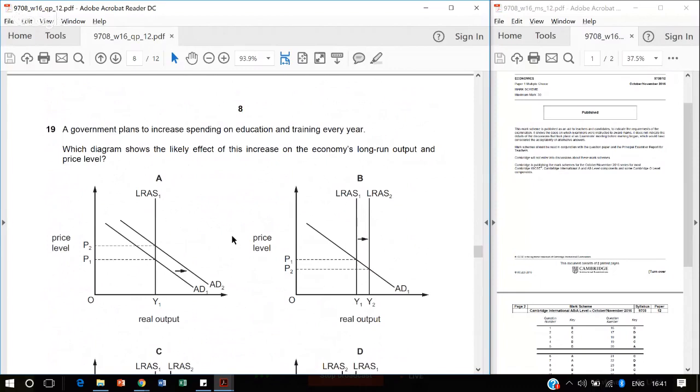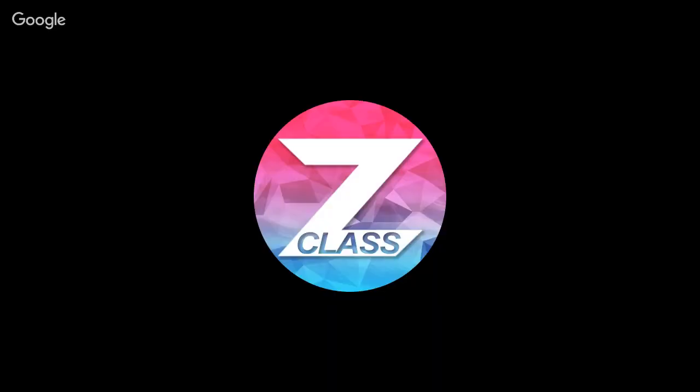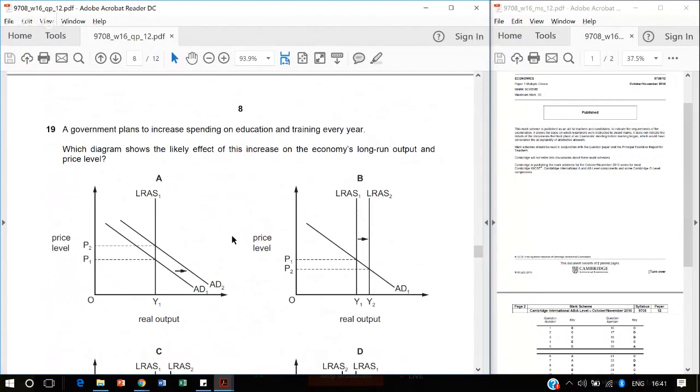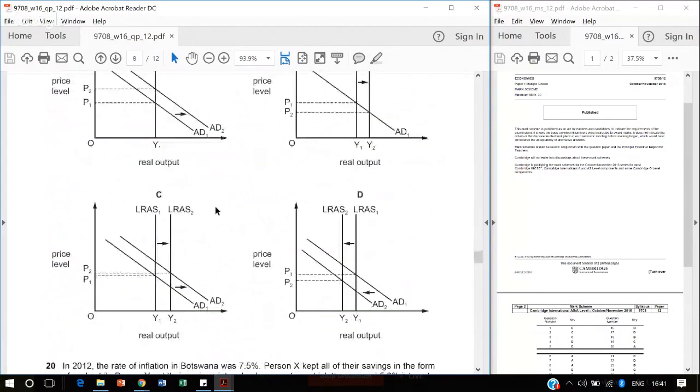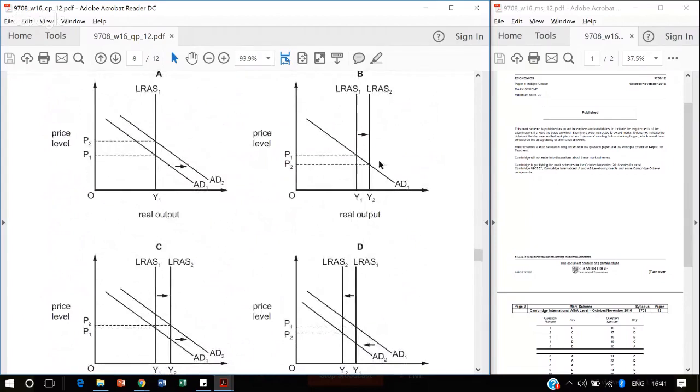So, what shifts the LRAS and what shifts the SRAS? LRAS is like the production possibility curve. Yeah, exactly. So changes in the quantity or quality of the factors of production shift the LRAS or the PPF. Whereas changes in the price of the factors of production change the SRAS. So LRAS is definitely shifting out, right? So it's got to be B or C. And then we also know there's going to be some increase in aggregate demand because of all this extra government spending. So C.